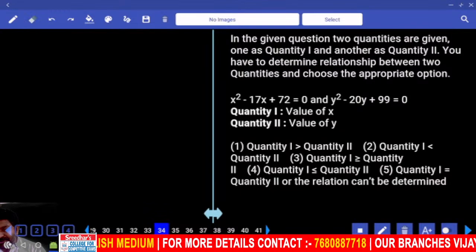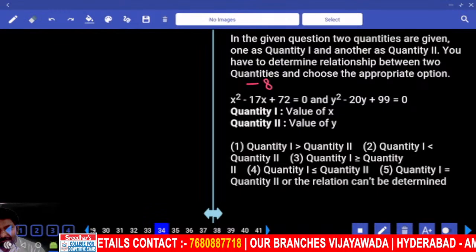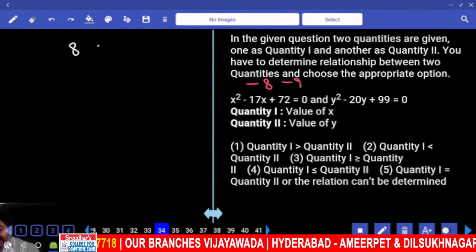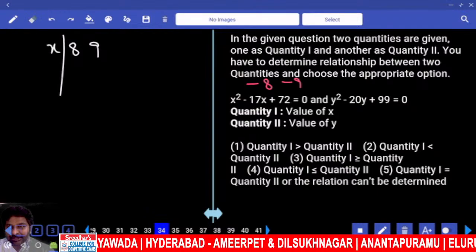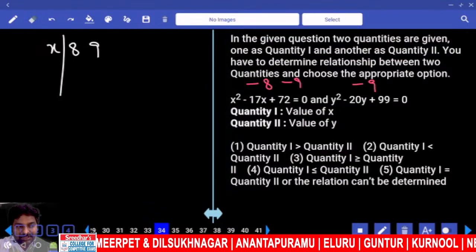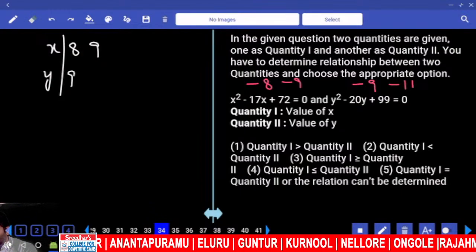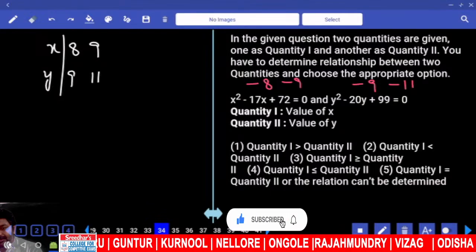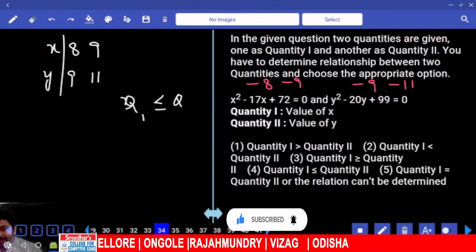Product must be positive, sum must be minus 17. Minus 8 minus 9 is the combination. Then factors are 8, 9, x values. Product must be 99 positive, sum must be minus 20. Minus 9 minus 11 is the combination. Then factors of y are 9, 11. Q1 is x value, Q2 y value. Q1 less than or equal to Q2.